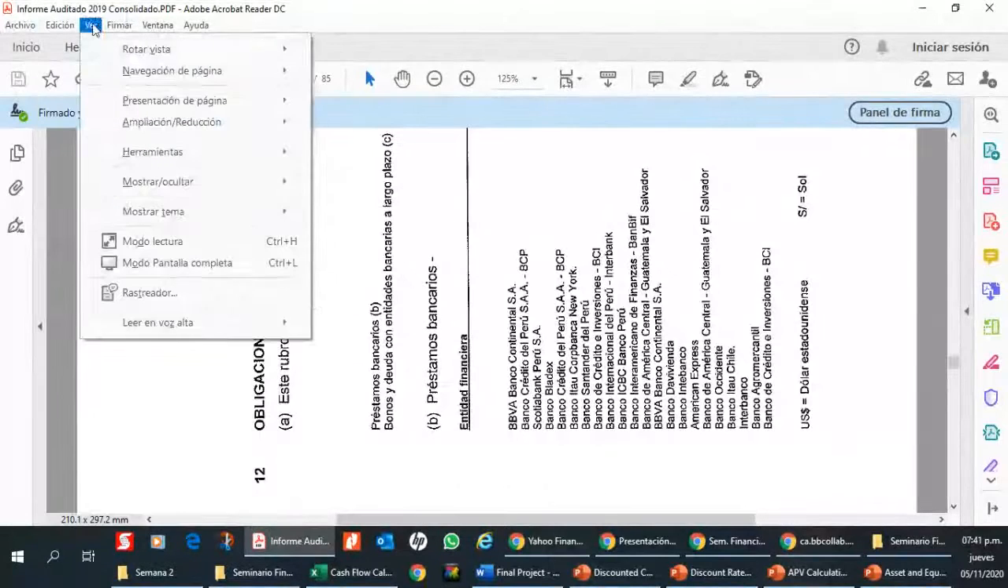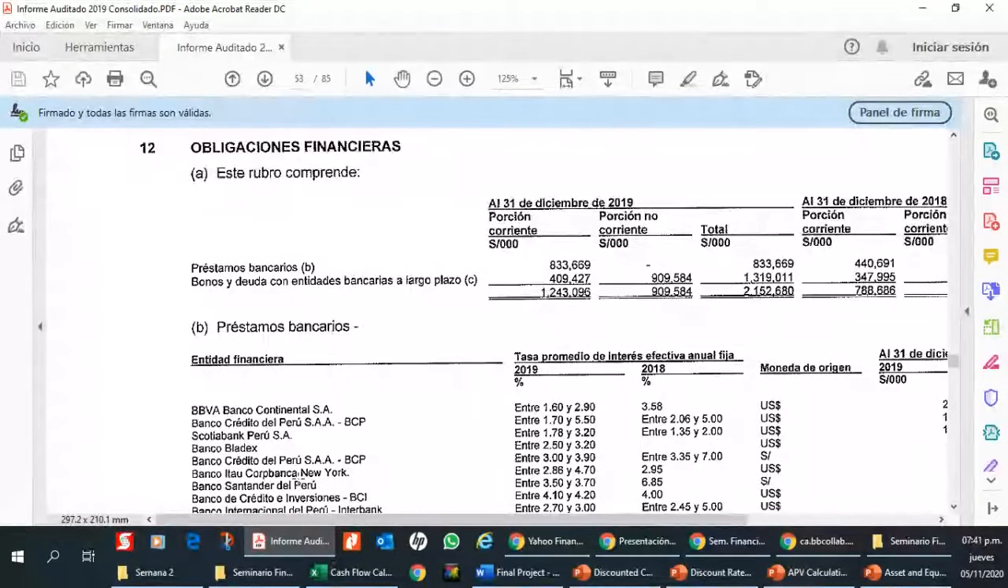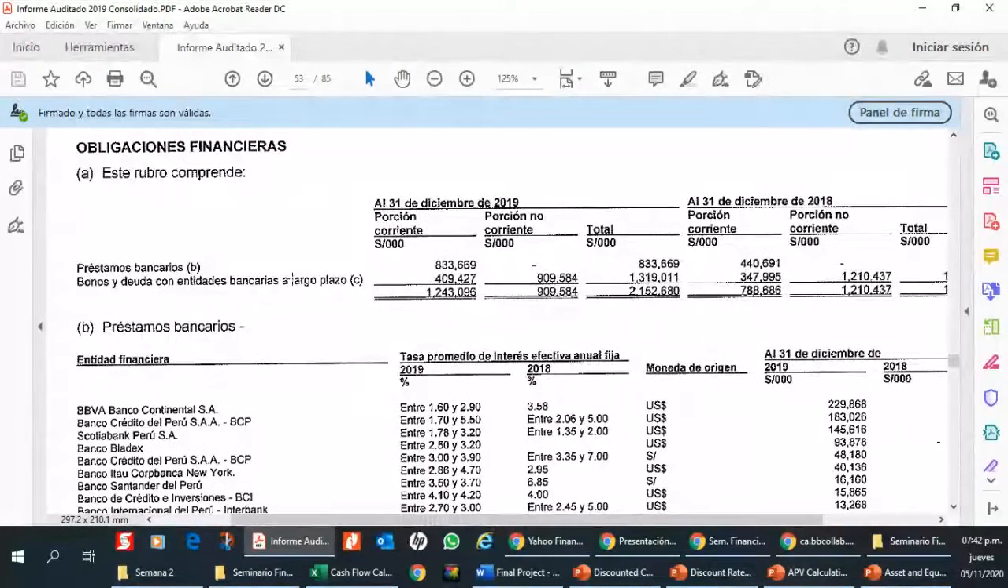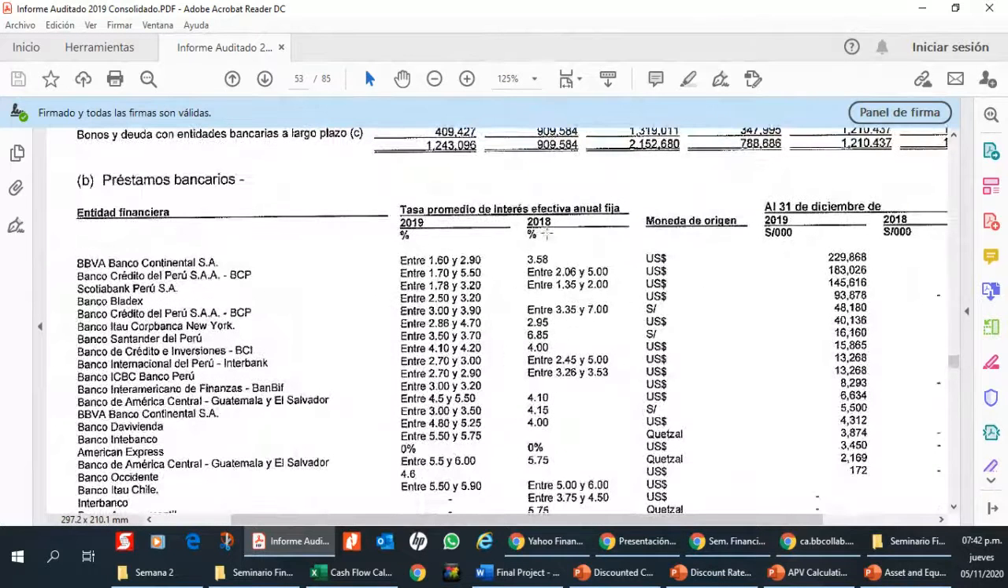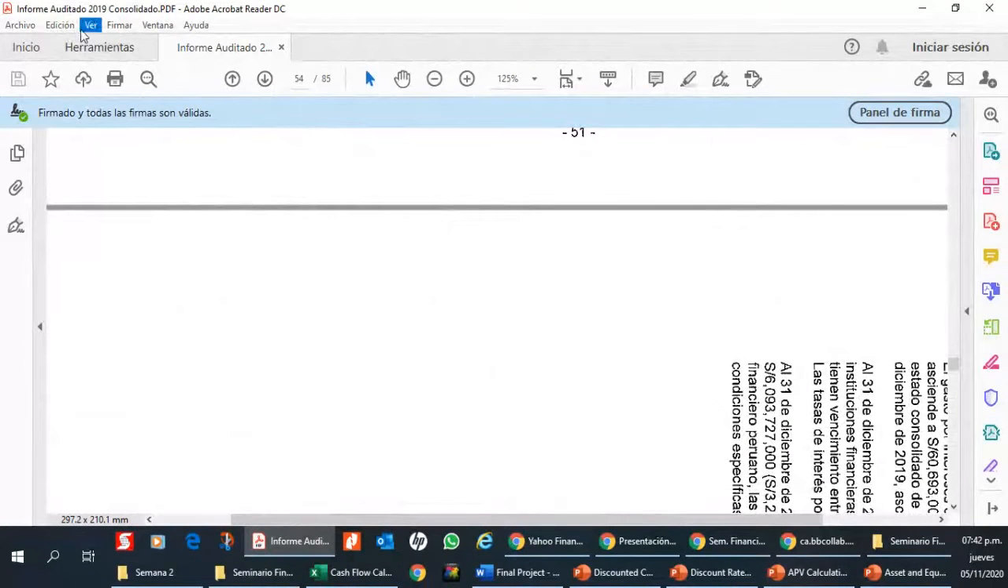Let me just squeeze that up and rotate it again. In this particular case, this company does have some loans from different financial institutions. We're going to see here the average interest rate that they are charging. They usually give you a range; they do not provide you with the actual number. For 2019 and 2018, they specify the short-term portion and the long-term portion of these elements. That's the typical way we see this.